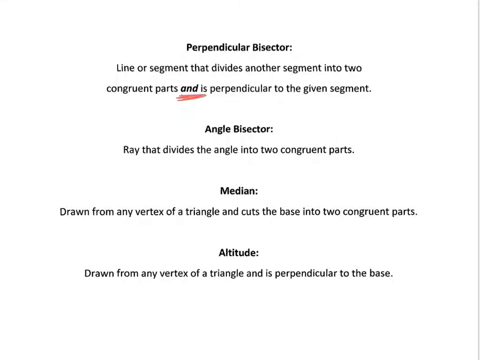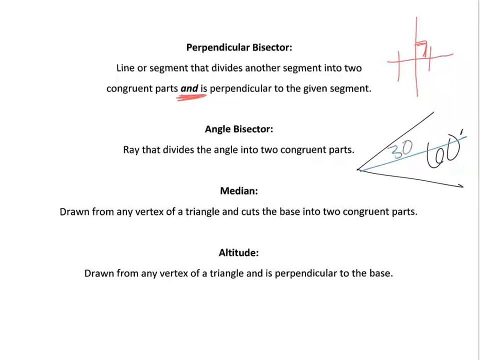So we've done compass constructions before where we have a perpendicular bisector. We know that gets cut in half, and we also have a right angle right there. So that's an important thing about perpendicular bisectors. An angle bisector, the next one. If I have an angle bisector, let's say this is 60 degrees in total, the angle bisector would come through the middle and cut it into two angles that are 30 degrees each.